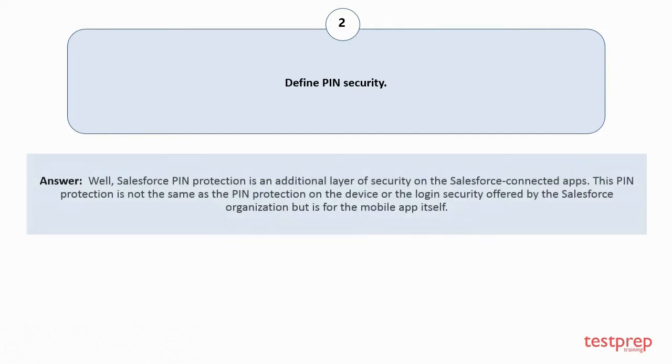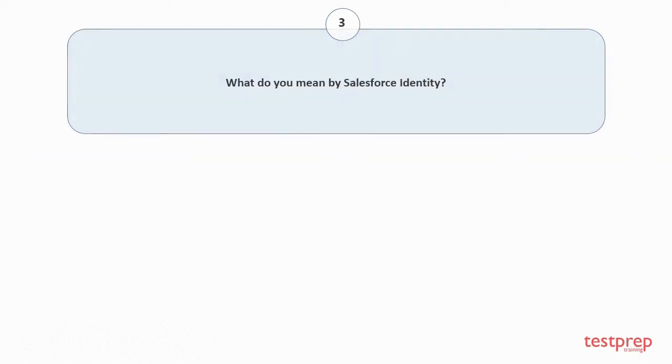Your answer is: well, Salesforce PIN protection is an additional layer of security on the Salesforce connected apps. This PIN protection is not the same as the PIN protection on the device, or the login security offered by the Salesforce organization, but is for the mobile app itself. Question number 3, what do you mean by Salesforce Identity?